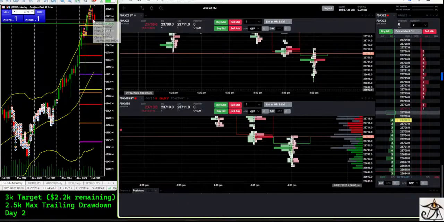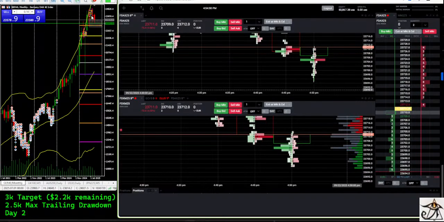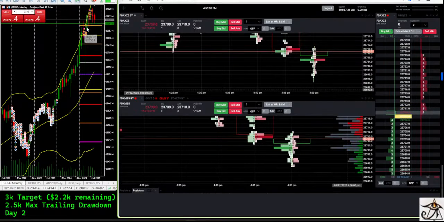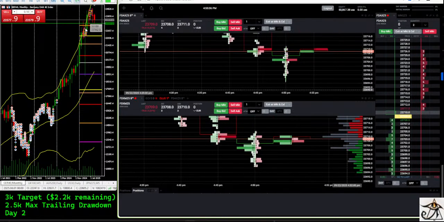On the monthly, the last probably 3 months excluding September have been very ranging. So the market hasn't broken out either long or short, and it looks like we've hit a peak and we're slowly on a bit of a parabola coming down.